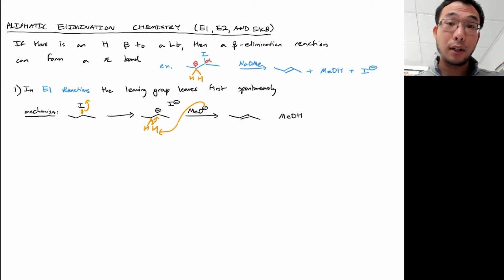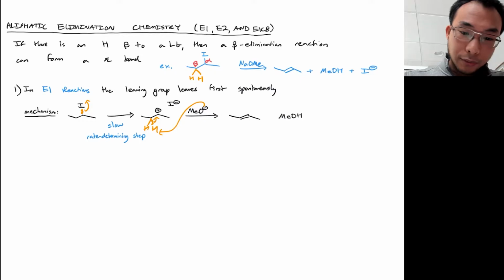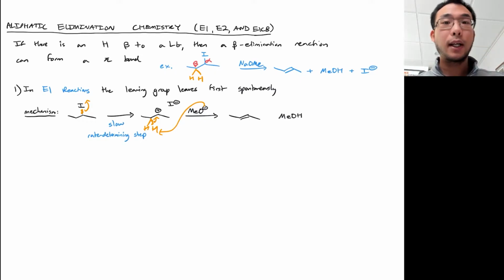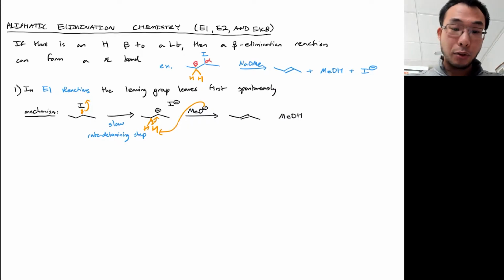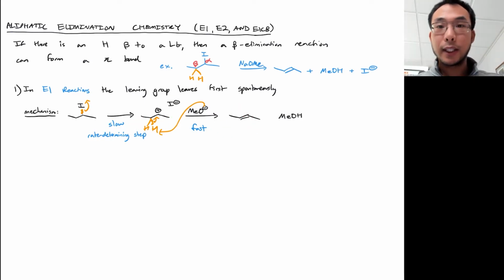This process involves two mechanistic steps, and generally what we see is that this first step is the slow step. And that should make sense because it should require a lot of energy to just spontaneously break apart this carbon-iodine bond to get to two ions. So this is generally our slow and rate-determining step. The second step, in which we form the pi bond, should be very fast, because we're going from a high energy intermediate down to a lower energy, I guess in this case a product.